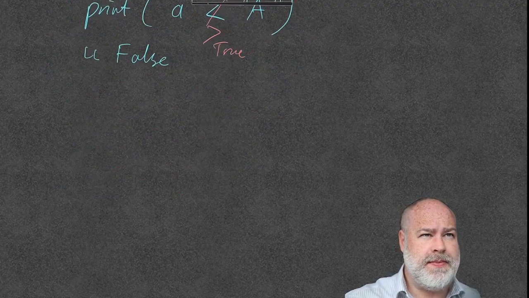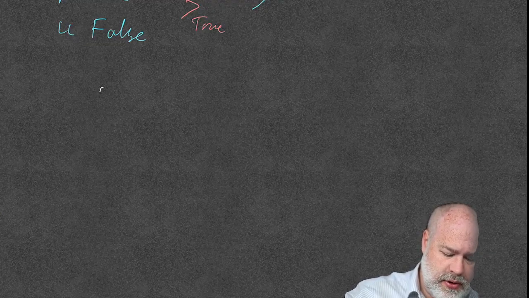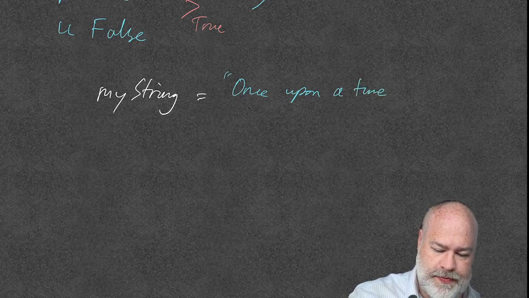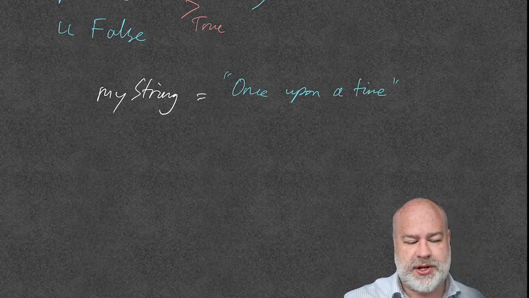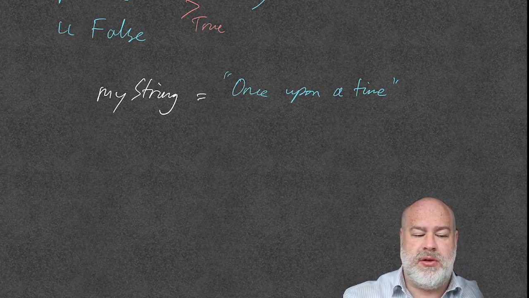So let's look at another scenario where, let's say we've got a string, and it's a Disney Once Upon a Time opener. Let's say we've got that string, and the question might be something to do with print out the ASCII codes of each character in that string.